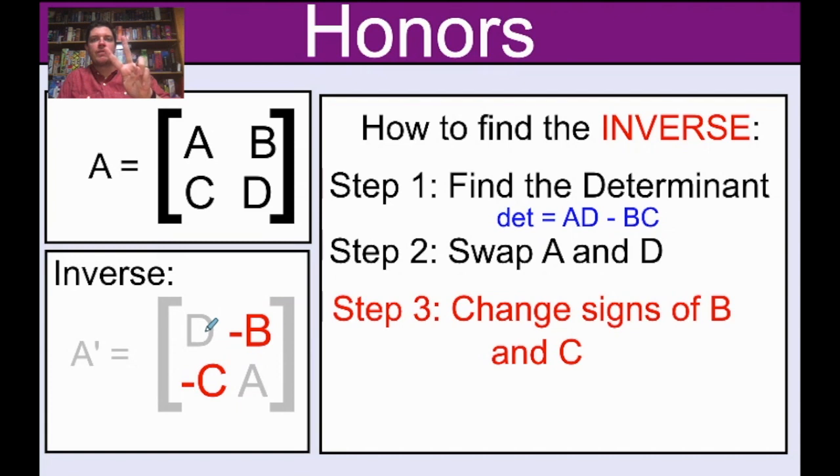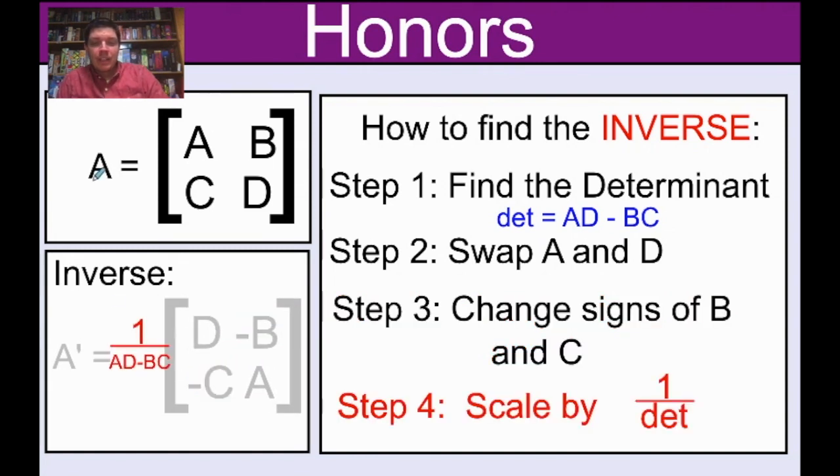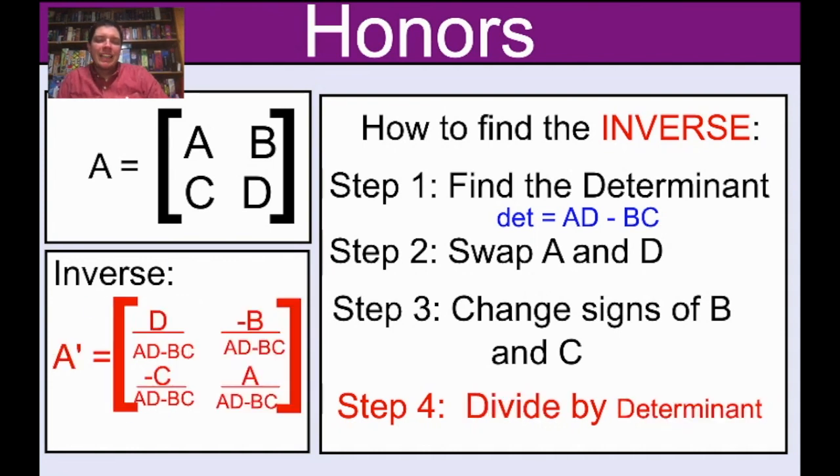So we flipped the first 2 corners, like their positions, and then the other 2 corners, we're going to switch their signs. And then step number 4 is the technical version of it. We're going to scale by the number 1 over the determinant. There's an easier way to think of that step, but this is kind of the official way, so I wanted to at least say it. I think an easier way to say that is to just take each number and divide it by the determinant.